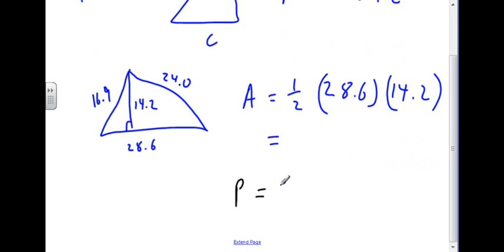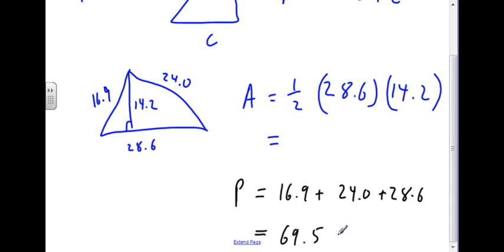And it's going to be 16.9, 24, 28.6. Okay, so we'll do perimeter first. 16.9 plus 24 plus 28.6 equals. So the perimeter is 69.5 inches squared. Oh, not inches squared, inches.